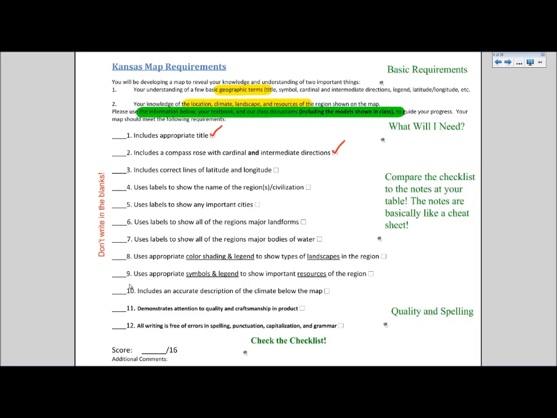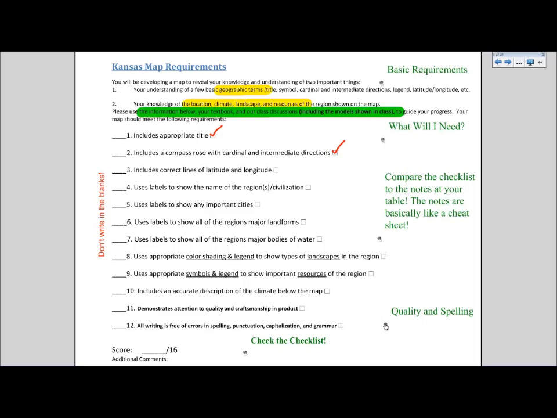Number 4 asks you to use a label to show the name of the region or civilization. On the notes at your table, this is the state, Kansas. Number 5 asks you to show any important cities. That's also listed on the notes. Numbers 6 and 7 are landforms and bodies of water. Look at that half sheet. They're listed there too. Numbers 8, 9, and 10, landscape, resources, and climate, are also listed on the notes that I've given you. As you can see, the notes that we take in class together are going to be a huge help on our maps this year.